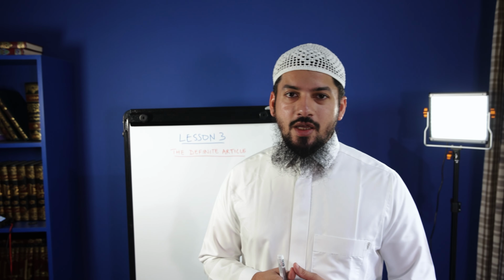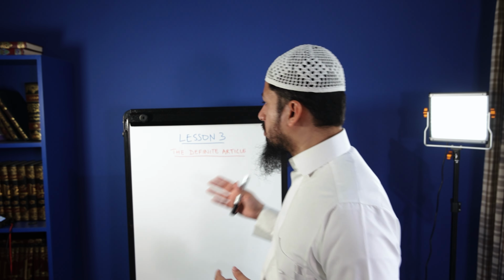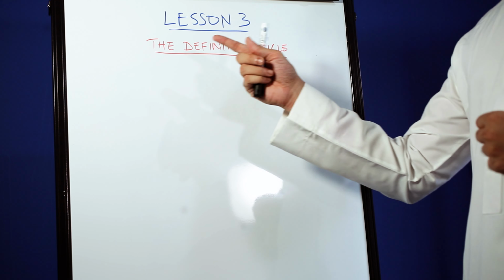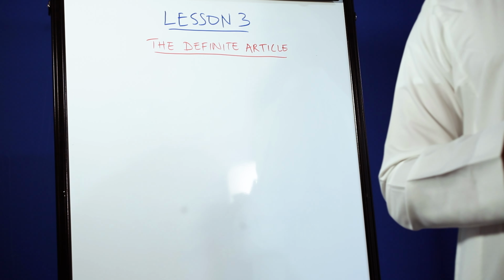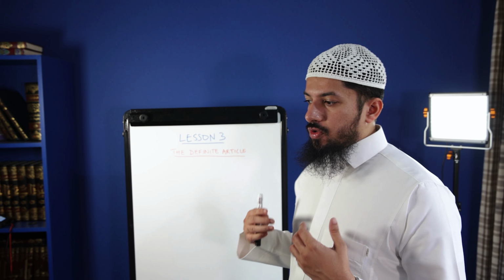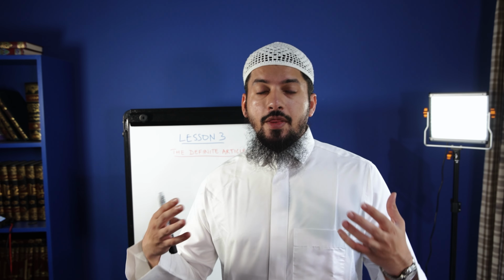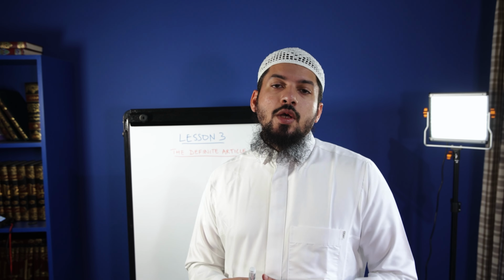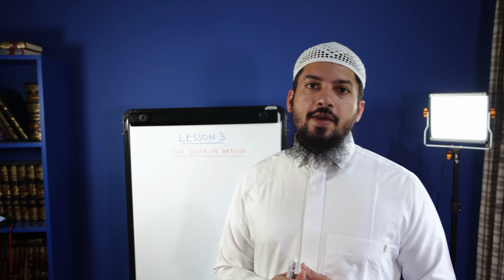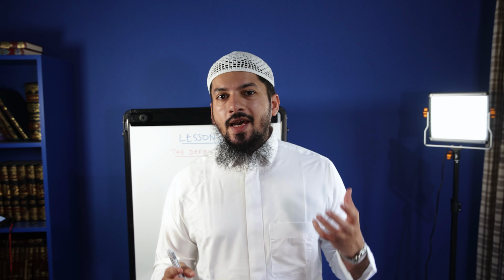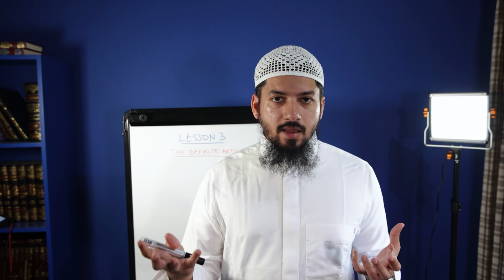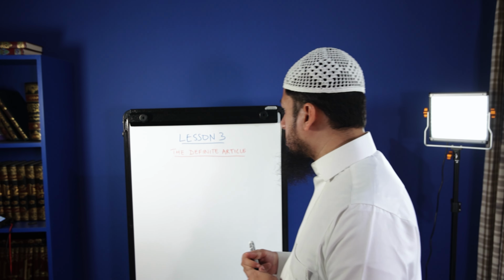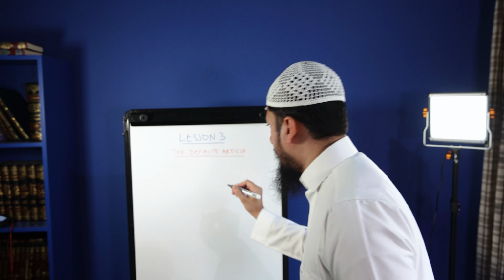Welcome back to the Arabic Essentials course. Today, inshallah, I have lesson number 3 for you, and we will be talking about the definite article in Arabic. So in English, when we want to make a word definite, we use the. We say the house as opposed to a house, which is indefinite. Now in Arabic, we don't have words like a and the. Instead, we use what is known as the alif lam.